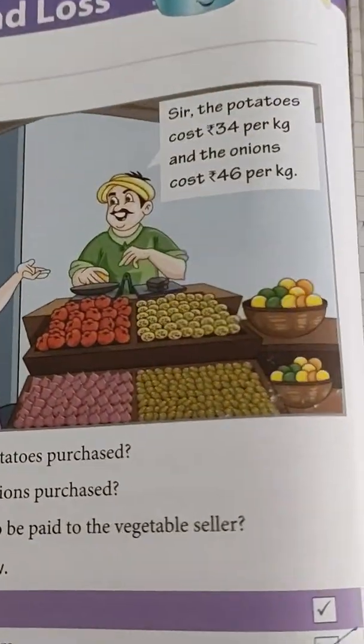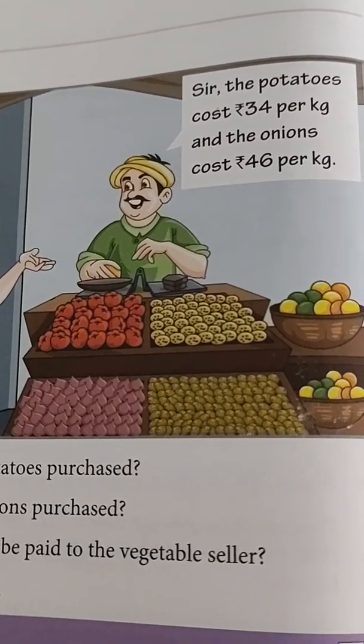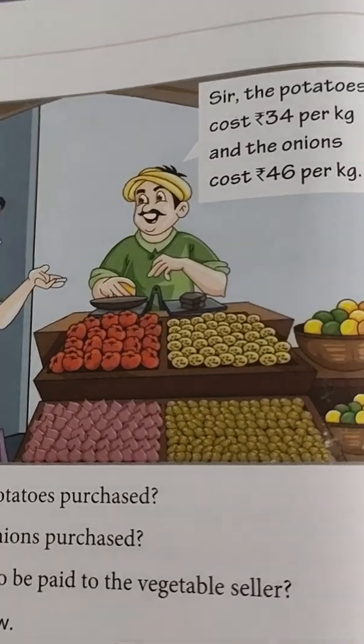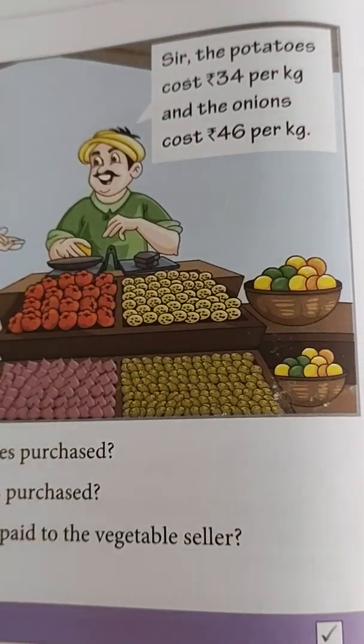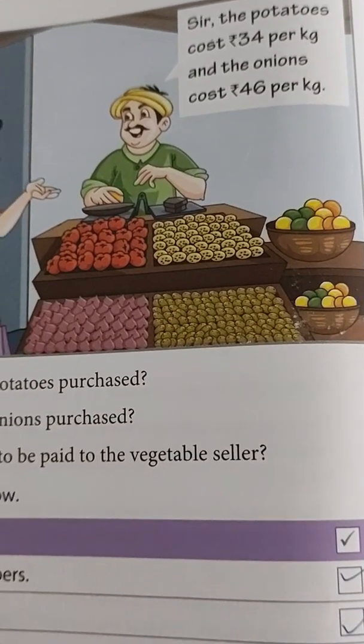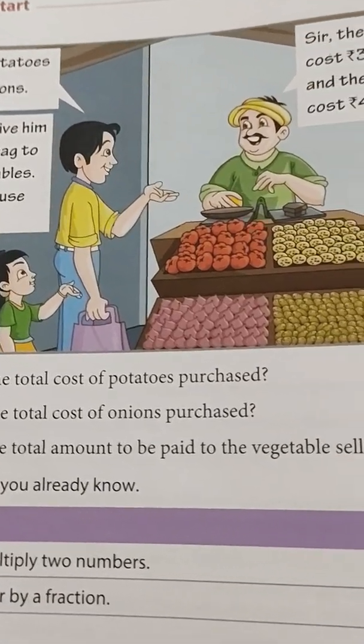And the vegetable vendor said, sir, the potatoes cost rupees 34 per kg and the onion cost rupees 46 per kg. So cost of 1 kg of potato is rupees 34 and the cost of 1 kg of onion is rupees 46. Now we have to find what is the total cost of the potatoes purchased.